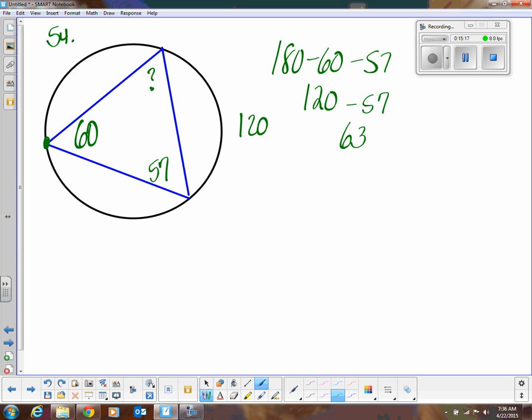All right. We did 37. 38 was D. 39 was A. 40 was D. 41 was B. 42 was B. 43 was B. 45 was B. 46 was C. 47 was D. 48 was C. 50 was C. 52 was C. 53 was A. 54 was B.